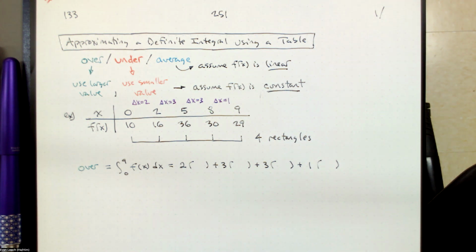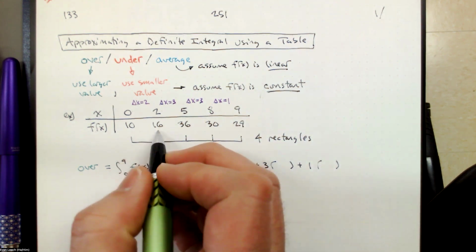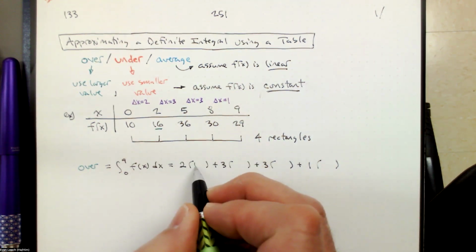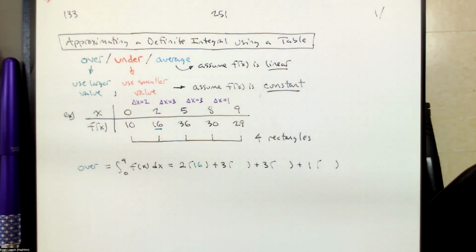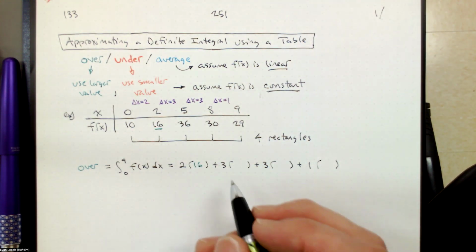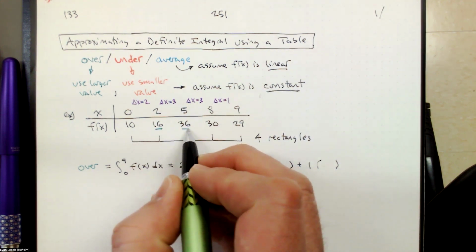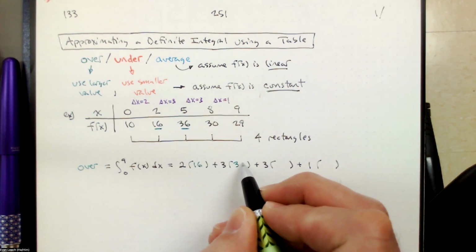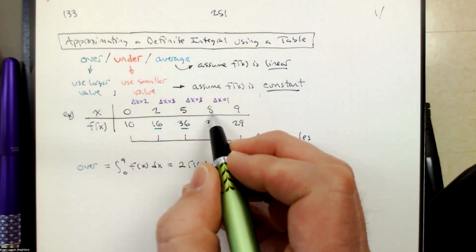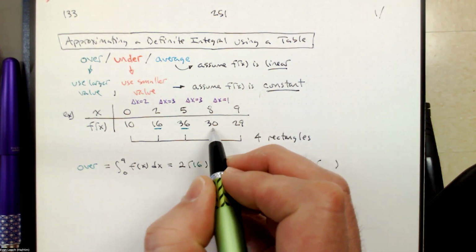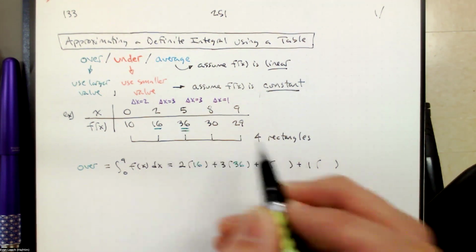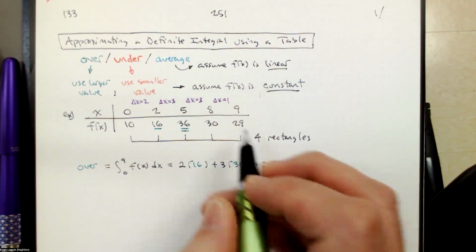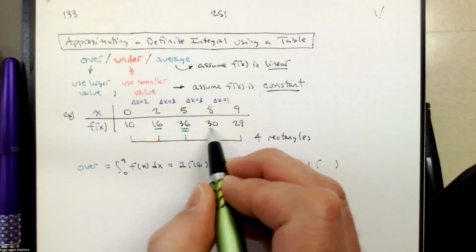For our overestimate, we're going to use the largest value that we know about the function on each of those rectangles. So for this first rectangle, the largest value that we see is this 16. So we just use 16 for that whole 2 units of x. And then 16 and 36. 36 is the largest value that we have there. Then from 5 to 8, the function has gone back down. So the largest value is once again 36. And for this fourth rectangle, the largest value is 30.